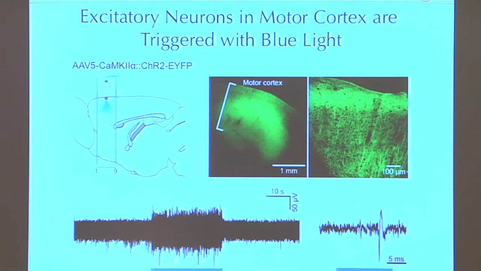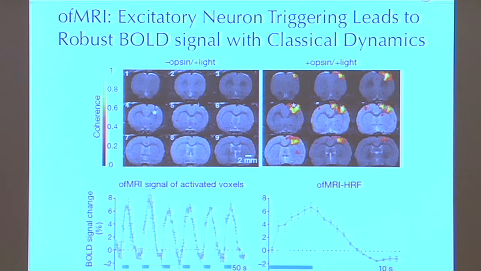With this setup, we conducted the very first ofMRI experiment, where we saw that the excitatory neuron triggering leads to robust BOLD signals with classical hemodynamics. Here, this is a control experiment where we just put the optical fiber in, just in case there's any effect from heating, for example. You can see that without the opsin expression, just triggering of blue light doesn't have any effect on the brain. While having the opsin expression in combination with the light source, triggering with blue light, we have elicited responses throughout the motor cortex, some in the contralateral cortex, as well as the striatum, as you can see here.